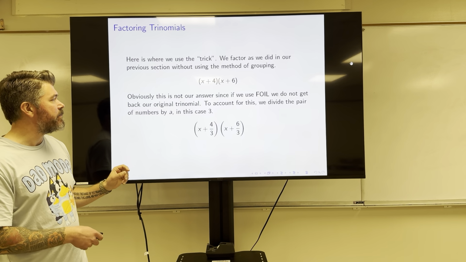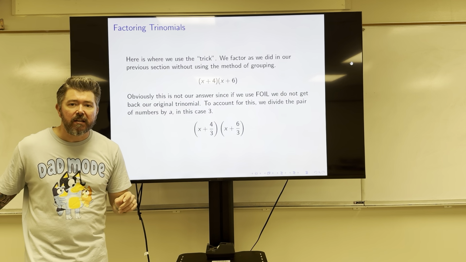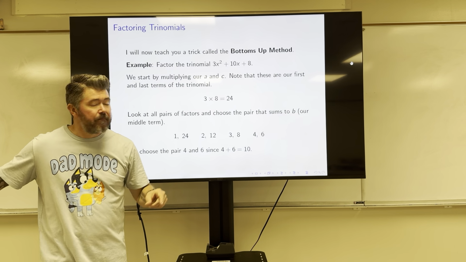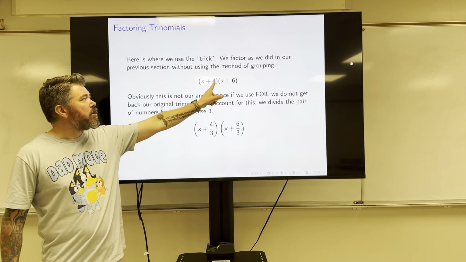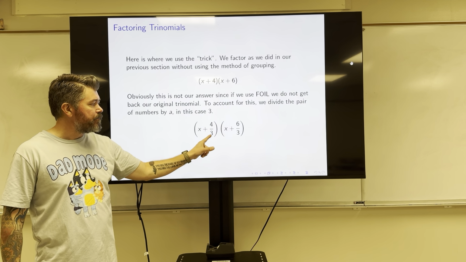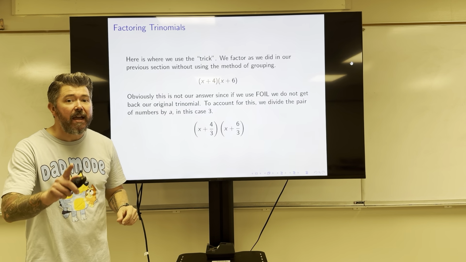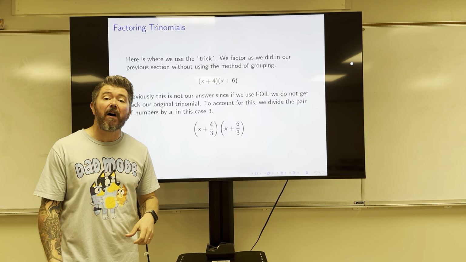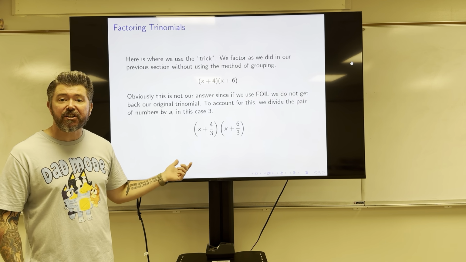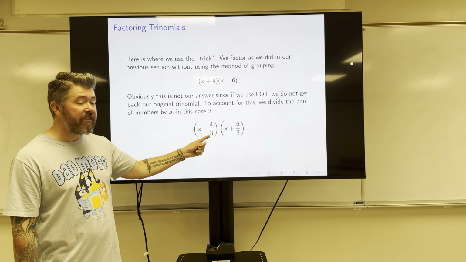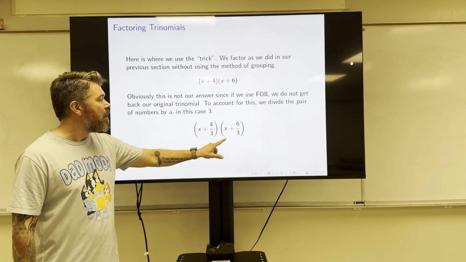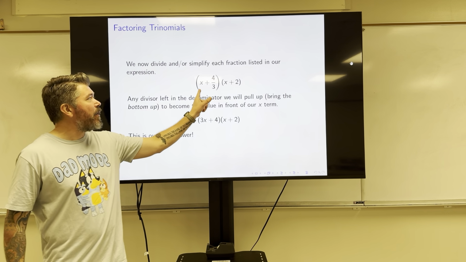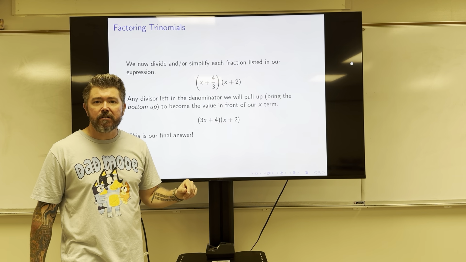Okay, now here's where the bottoms up trick comes in. What was our A? If we go back, we remember that our A was 3, our first term. I'm going to use that now. So what I'm going to do is take each of these numbers and divide by 3, my A, and I'm going to simplify by reducing, because they're both fractions. 4 divided by 3, that can't be reduced, so I'm going to leave that. But 6 divided by 3, that divides nicely. So that's 2. So now I have x plus 4/3, x plus 2.